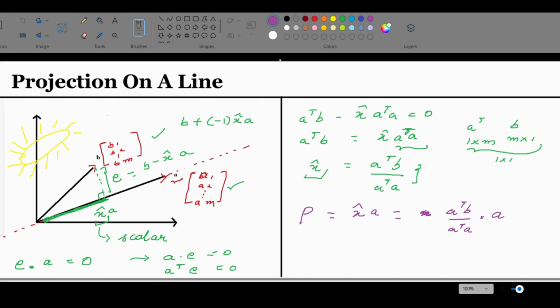In the next video, we'll talk of how this vector B can be projected onto a plane instead of just a line. And after that, we'll be ready to derive the regression line.